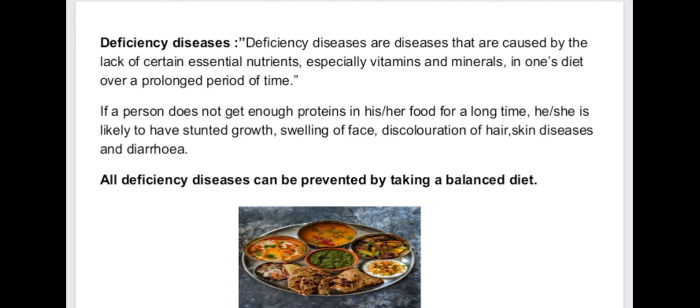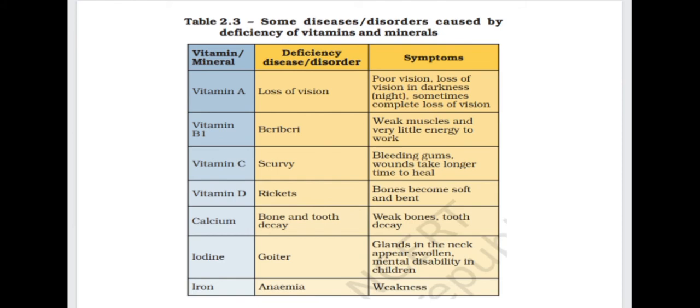And the next one is the table. Here, this is a table of some vitamins and minerals with their deficiency diseases and symptoms. So keep this table in your mind because it will be helpful for your knowledge and health too. Loss of vision is caused by the deficiency of vitamin A, beriberi by the deficiency of vitamin B1, scurvy by the deficiency of vitamin C, rickets by the deficiency of vitamin D, and so on.